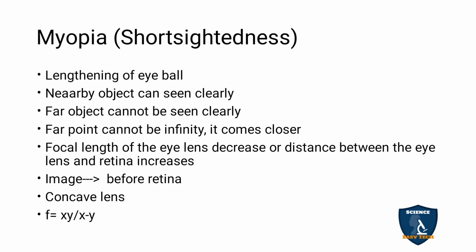Shortsightedness means lengthening of the eyeball, so the eyeball is larger. Due to that, in myopia, they cannot focus on a long-distance object, but the nearby object can be seen clearly. If the object is placed near, not 25 centimeters, say 10 centimeters, the person can see it clearly.